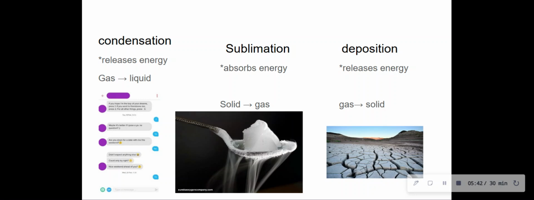Sublimation is the act of a solid going straight to gas form, skipping liquid. It has to absorb energy to do this, and a notable example of this would be dry ice. You can't hold dry ice because that would burn your hand. But you see dry ice releases this gas, this smoke. That's sublimation. And finally, we've got deposition, which is the opposite of sublimation. The substance needs to release energy in order to do this. It goes from a gas to solid.